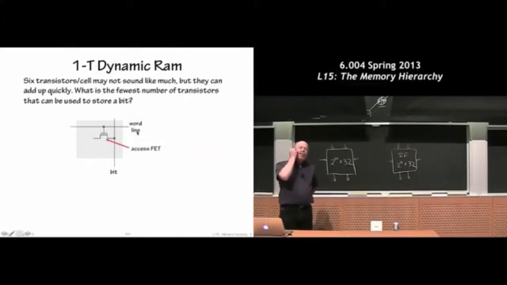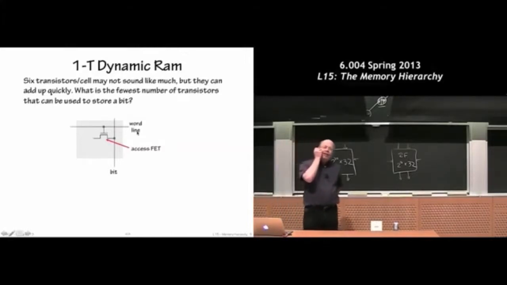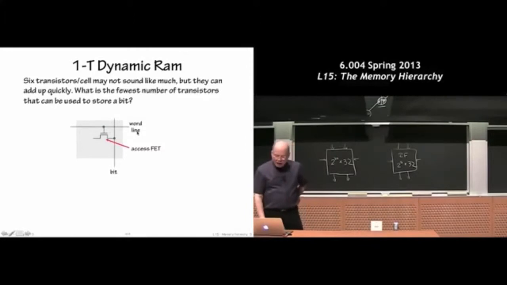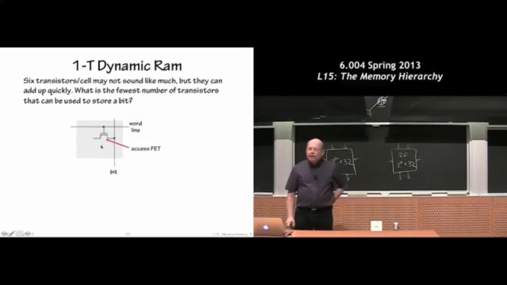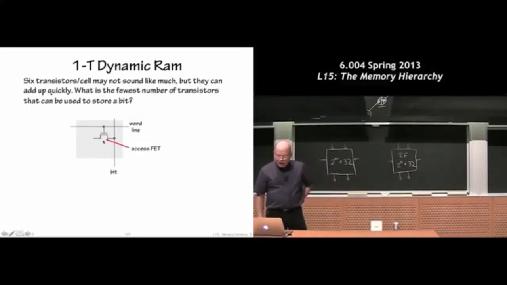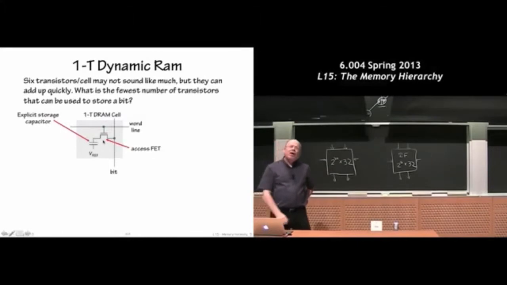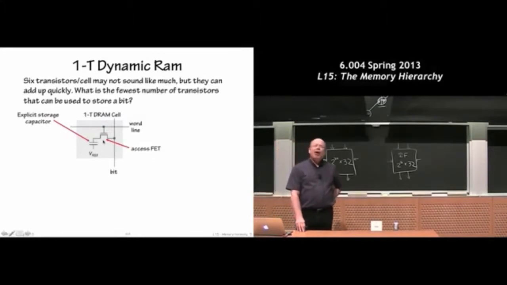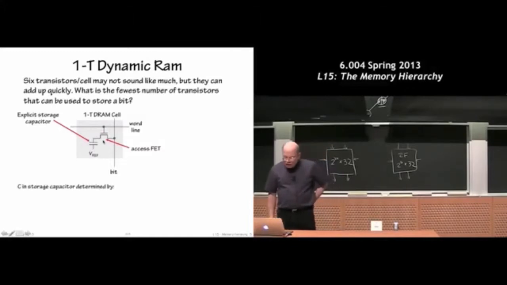Now, a dynamic RAM, which is the high-capacity memory system that you buy when you buy your laptops or your home machines, or you use one of the machines in the cluster, is much simpler. It involves a single field effect transistor, which is the access FET, and the storage is accomplished by simply putting charge on a capacitor.